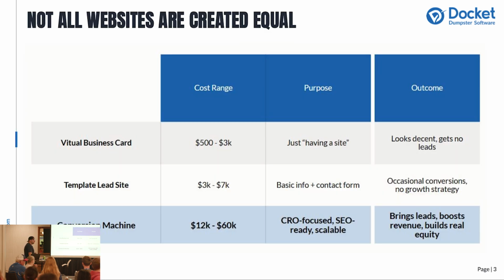So not all websites are created equal. There are generally 3 different types of websites out there. The first one, the one that I see a lot, is more of a virtual business card. A lot of companies get these because they're first starting off and the price tag of $500 or $1,000 for a website is appealing. But really all it is is your business information virtually, and it's not a lot more than that.